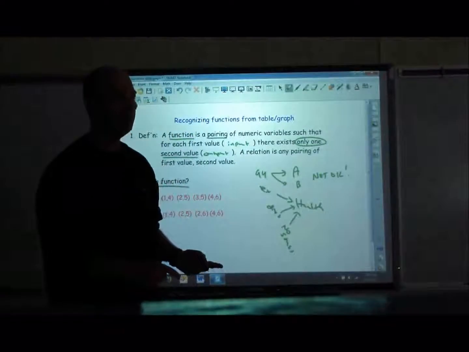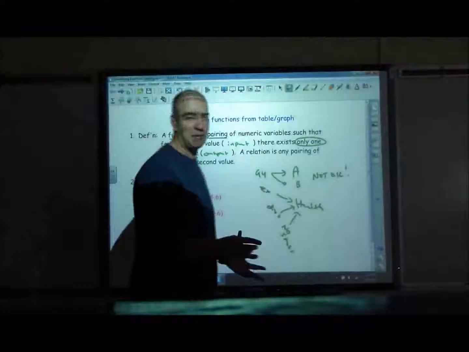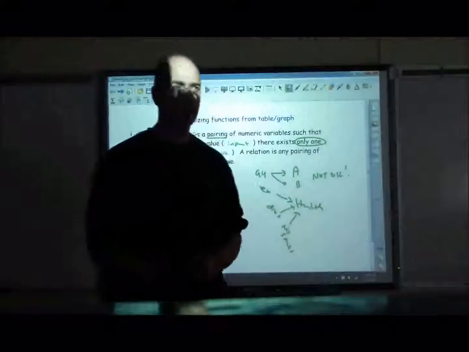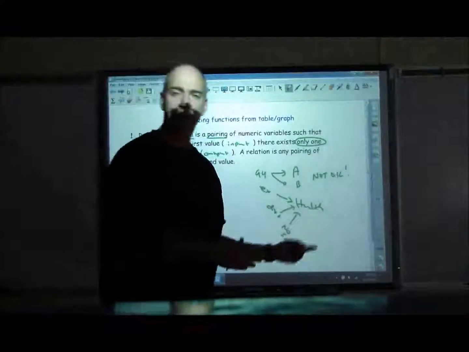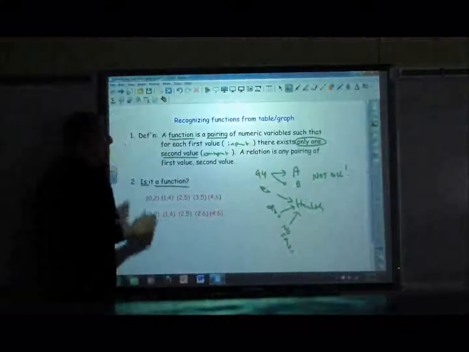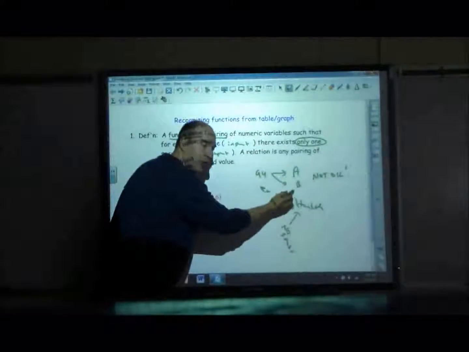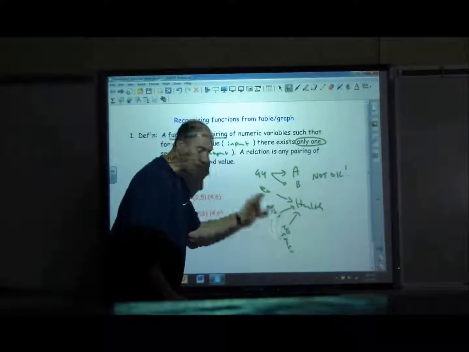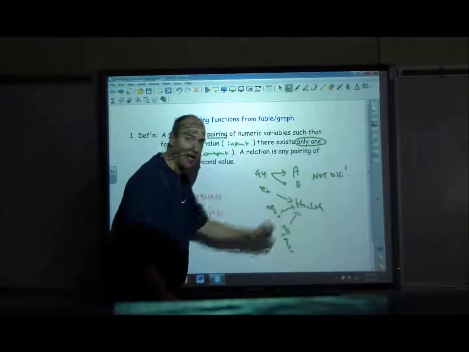So there's lots of people on the lake. Some people will say being on the lake leads to fishing. Some people say being on the lake leads to water skiing. Some people say being on the lake leads to suntanning or whatever it might be. So we got to be careful. One input with more than one output, not okay. Different inputs with the same output, hey, that's okay.